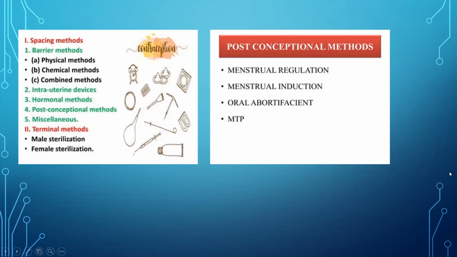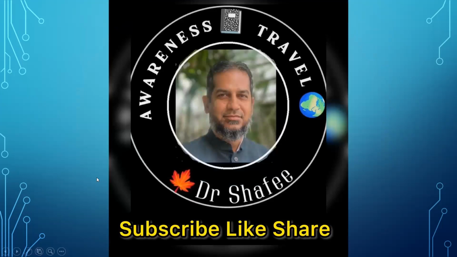Post-conceptional methods include menstrual regulation, menstrual induction, oral abortifacient, or medical termination of pregnancy. Then miscellaneous methods like natural methods, and terminal methods: male sterilization and female sterilization. So these are all the various types of contraceptive methods. Any one or two will be kept in your exam. So this is all about the spotting on family planning methods or contraceptives.